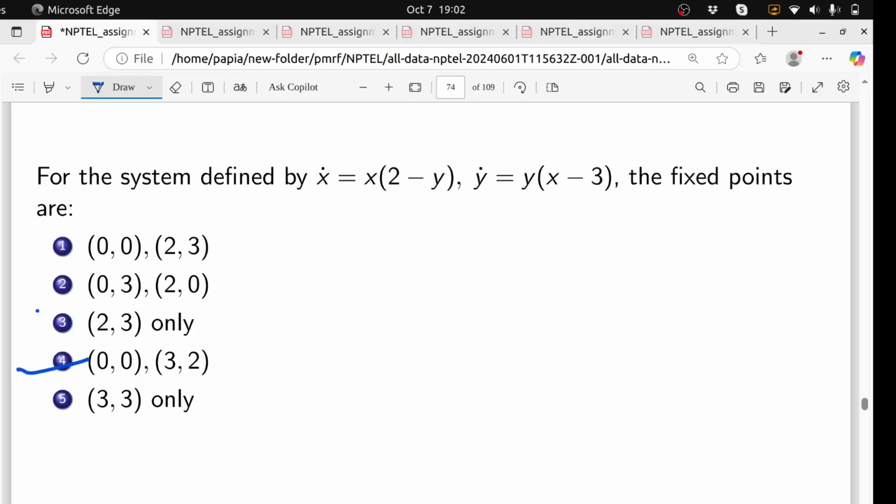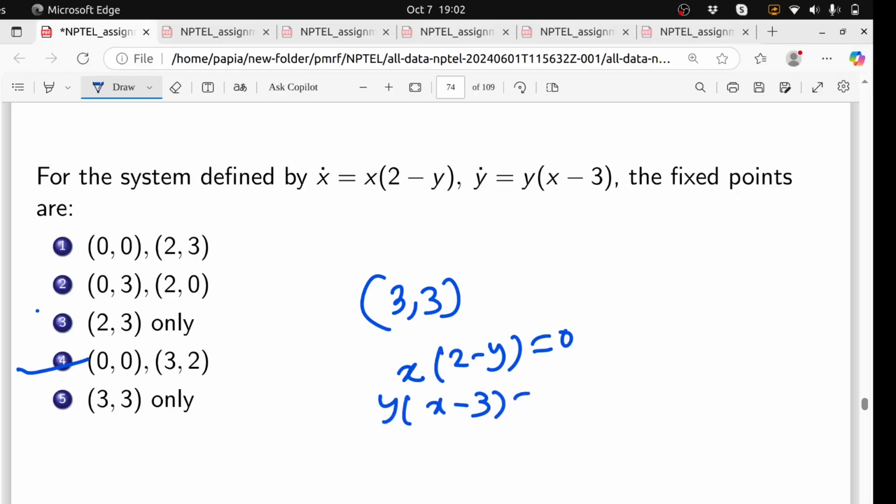Now coming here, (3, 3) only. Let me quickly check here (3, 3). So x into 2 minus y equals to 0, y into x minus 3 equals to 0. So let's say x is 3, so it should be 0, so y should be 2. So this is not correct.